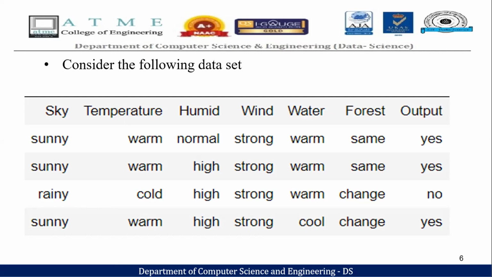According to this, the first example is saying that sky is sunny, temperature is warm, humid is normal, wind is strong, water is warm, and forecast is same. So based on these conditions, what will a person think? Yes, he can go out. Like that, we have 4 different samples.